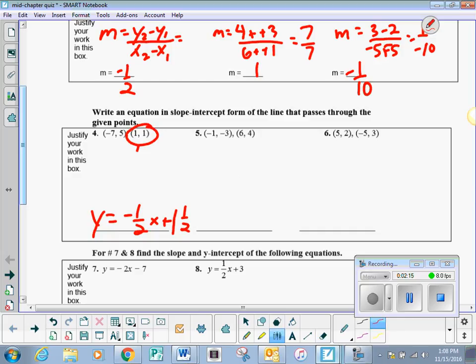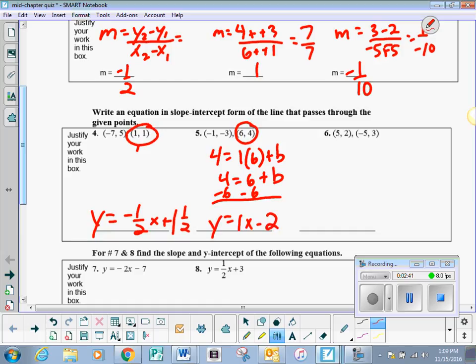Second one. So I know that y equals mx plus b. I can use this ordered pair just because they're both positive. So 4 equals m times x plus b. 4 equals 6 plus b. Then I'm going to subtract 6 from both sides. So I get b equals negative 2. So y equals 1x minus 2. Or you can just put x minus 2. Pretty basic, right? I didn't try to trick you. I didn't give you really tough fractions or anything.